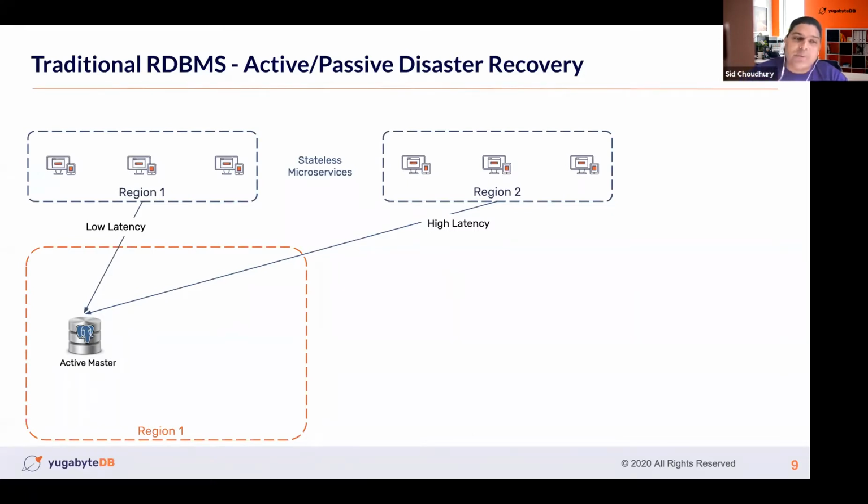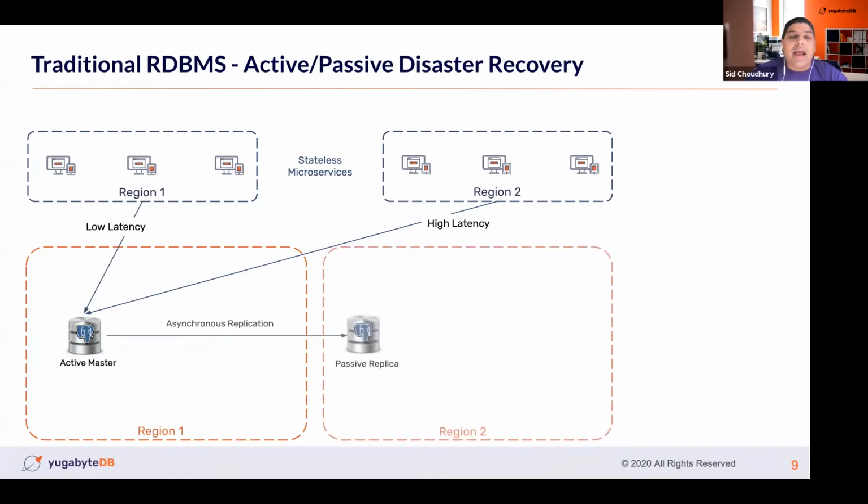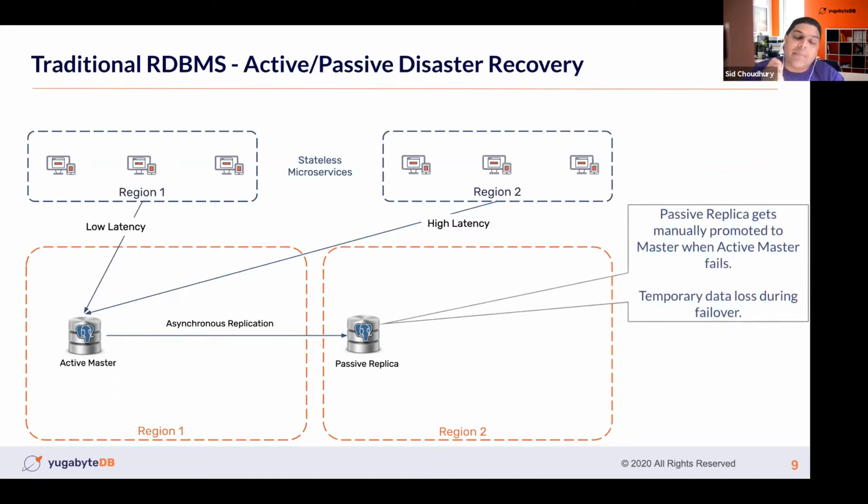So region 1 will experience low latency reads and writes, but region 2 will experience high latency in this kind of a form factor. And we use asynchronous replication to create a passive replica in a separate region, so that if disaster strikes region 1, then the passive replica can take over, albeit manually, and some amount of data loss will happen because the commits that have not flowed yet to the passive replica will be lost for some time. So this is what we have been dealing with, right?